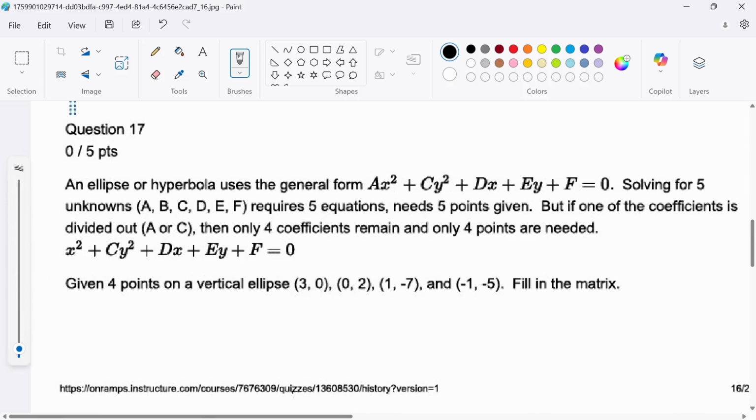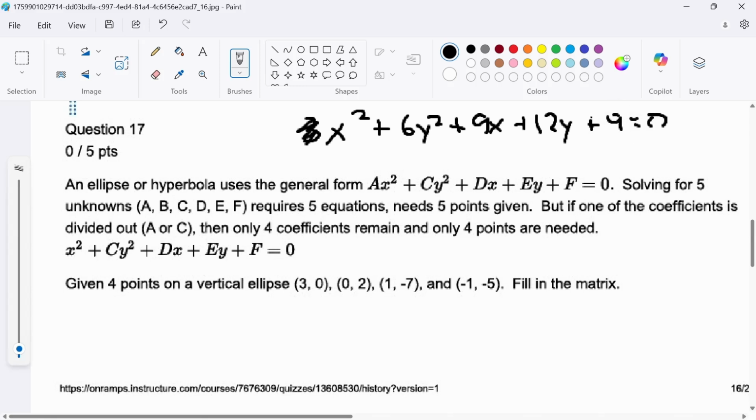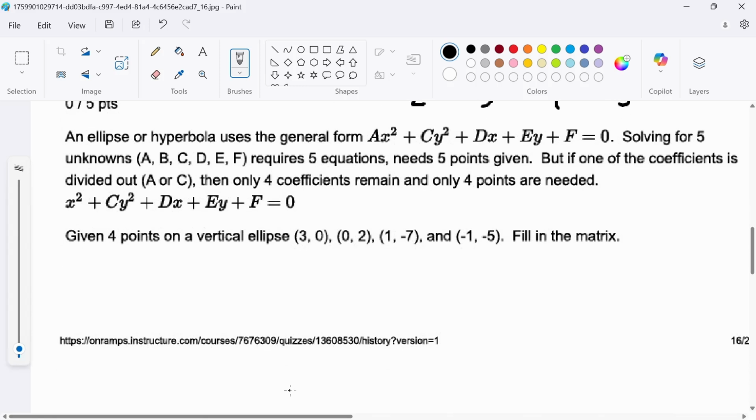It would be something like, just an example, what if I had 3x squared plus 6y squared plus 9x plus 12y, and this is supposed to be an ellipse, did it say? Oh, ellipse or hyperbola, so I'm okay. Plus 9 equals 0. So I could divide everything by 3, and this would be 6 divided by 3 is 2, 9 divided by 3 is 3, 12 divided by 3 is 4, 9 divided by 3 is 3. So I got rid of the a term. I just turned it into 1.